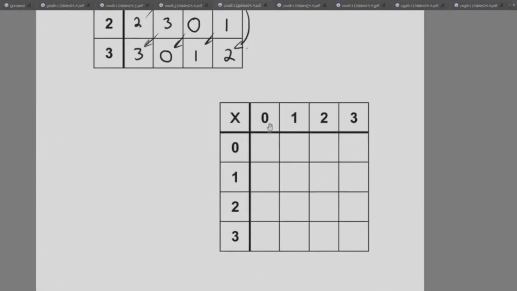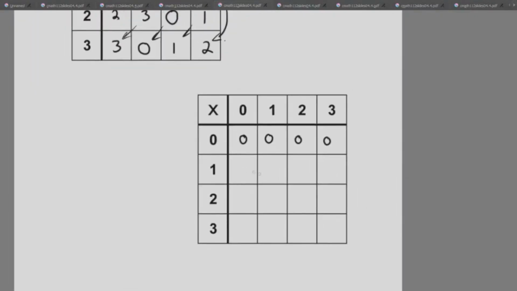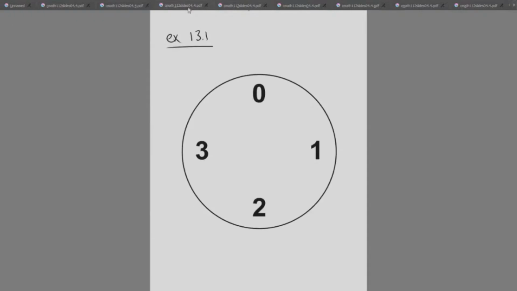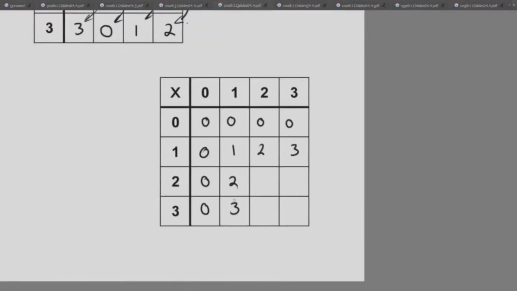Now, multiplication is perhaps a little bit more challenging. 0 times anything is still going to be 0. I'm still performing the normal calculations, but my answer is restricted to one of these numbers. 0, 0, 0, because 0 times anything is 0. 1 times 1 is 1. 1 times 2 is 2. 1 times 3 is 3. Same for these. So everything is very similar.